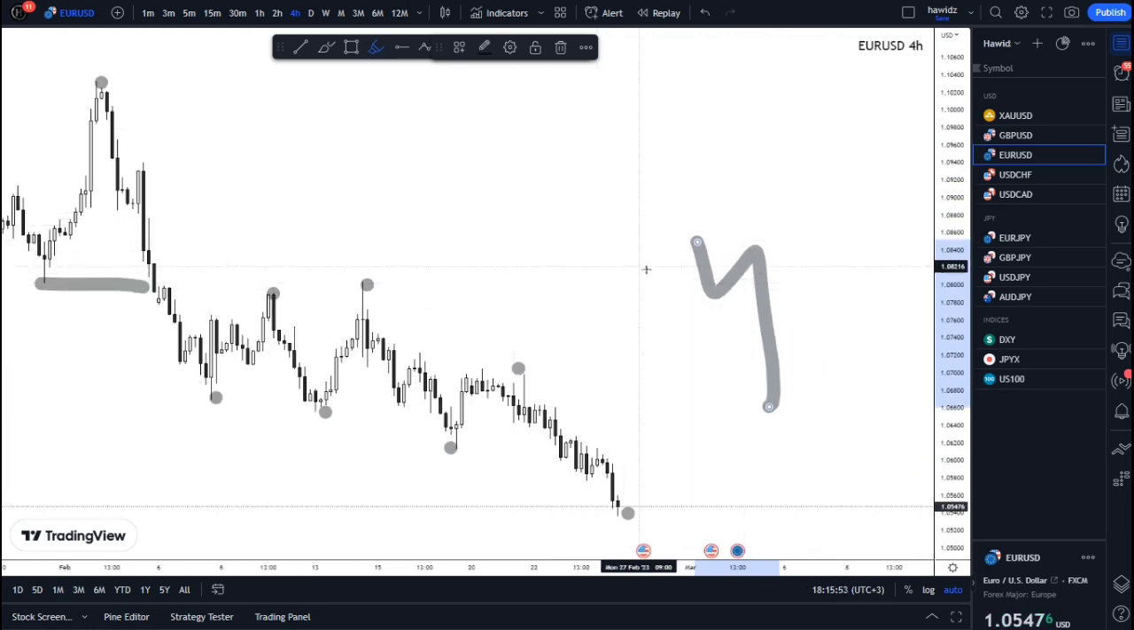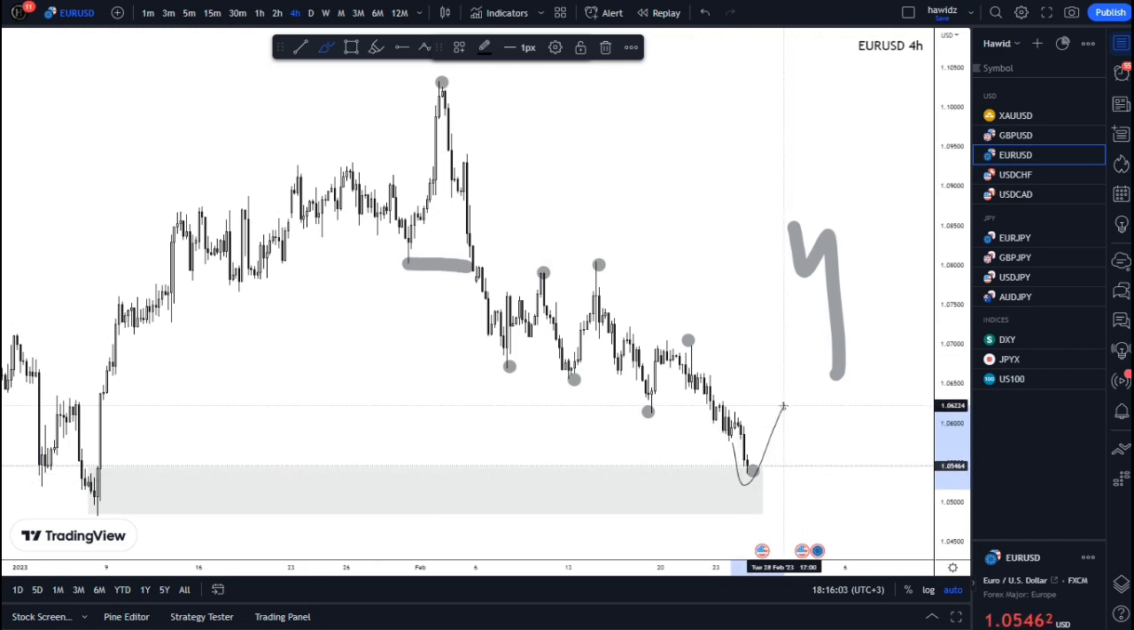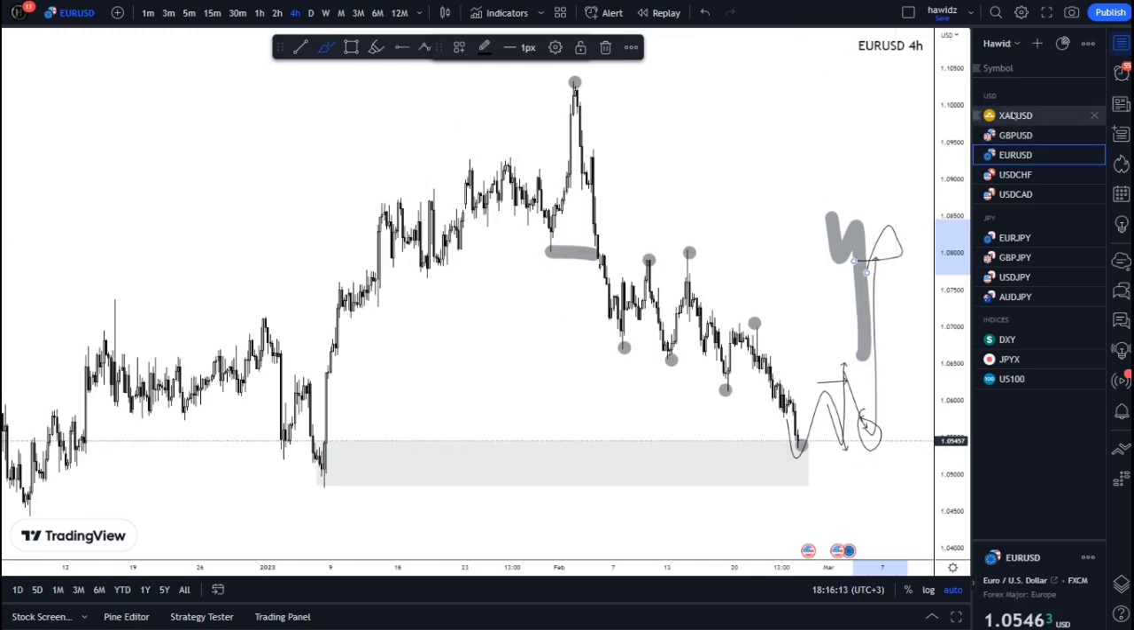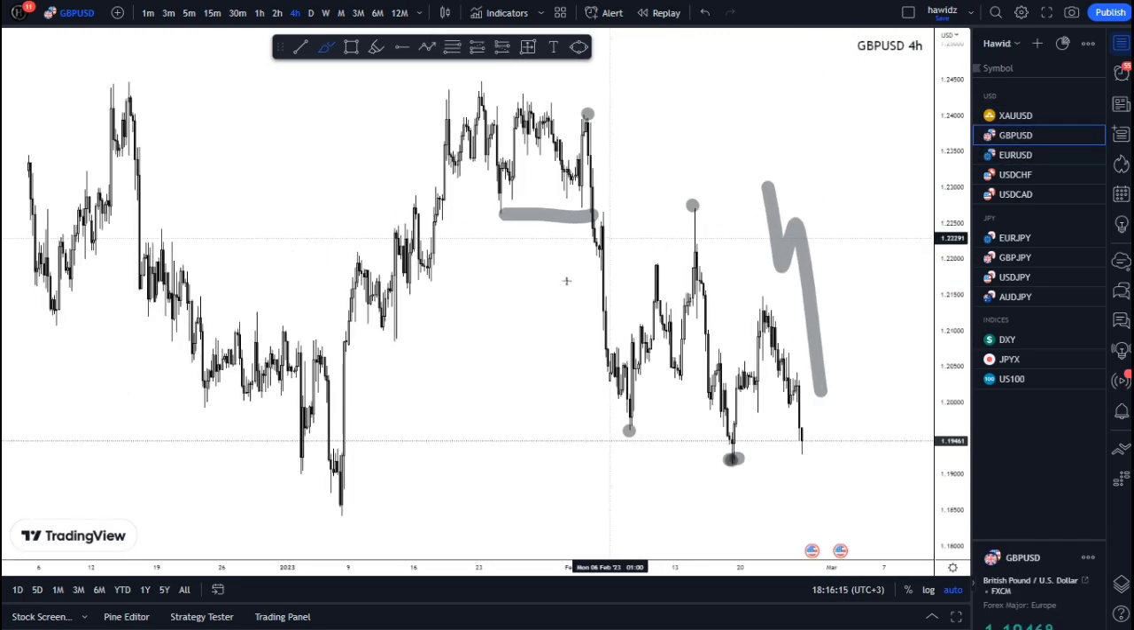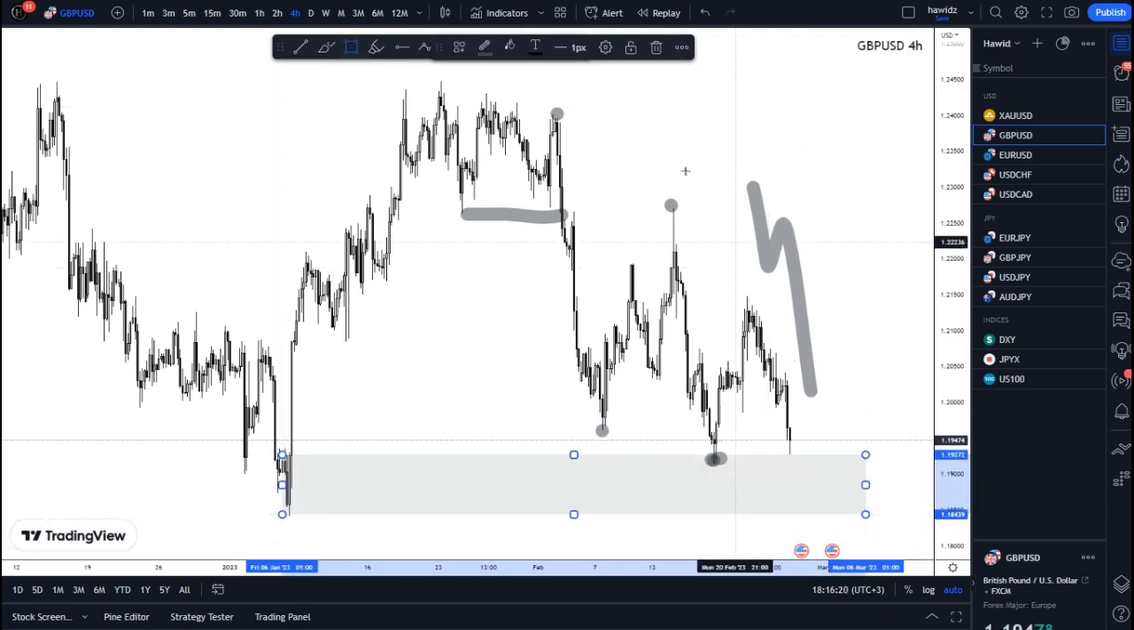And if you see, for example, right here, so this is just extra. We're having a demand level in here, and price is now tapping into our level of demand. Hence, we're expecting a structural change from here, a pullback, and then taking this price bullish, right? Same as on pound USD, right? We're having the same scenario here too.